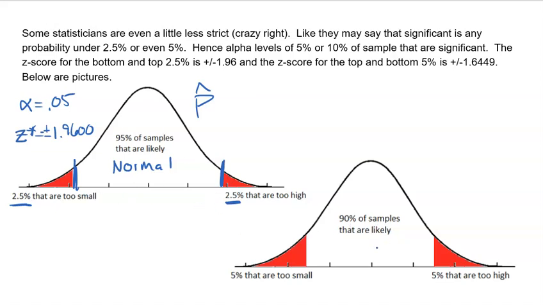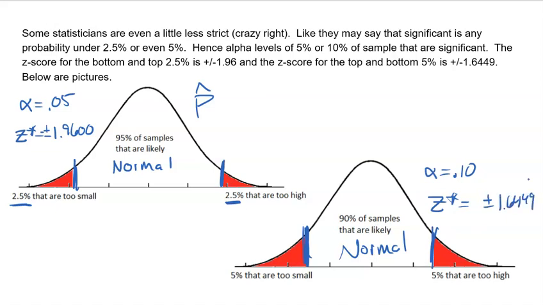And then likewise down here, this is even less strict. 90% is what we're calling normal. I don't actually like this, but some people do it. And this means that my alpha level is 10%. 10% of samples are significant. So in this case, my Z star is going to be the cutoff between the top or the bottom significant, and in this case, it's positive or negative 1.6449.